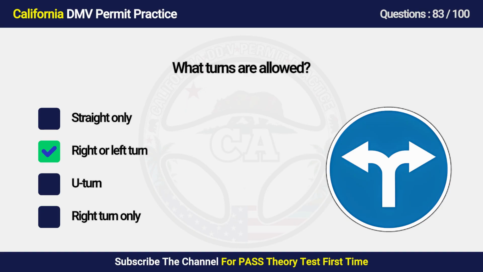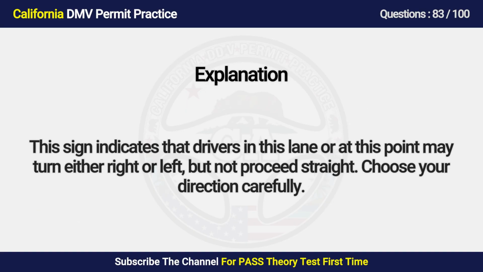Answer is B. Right or left turn. This sign indicates that drivers in this lane or at this point may turn either right or left, but not proceed straight. Choose your direction carefully.